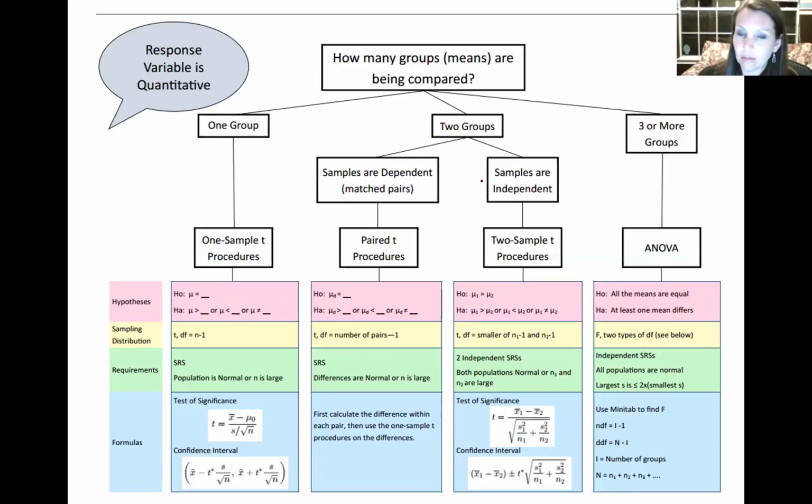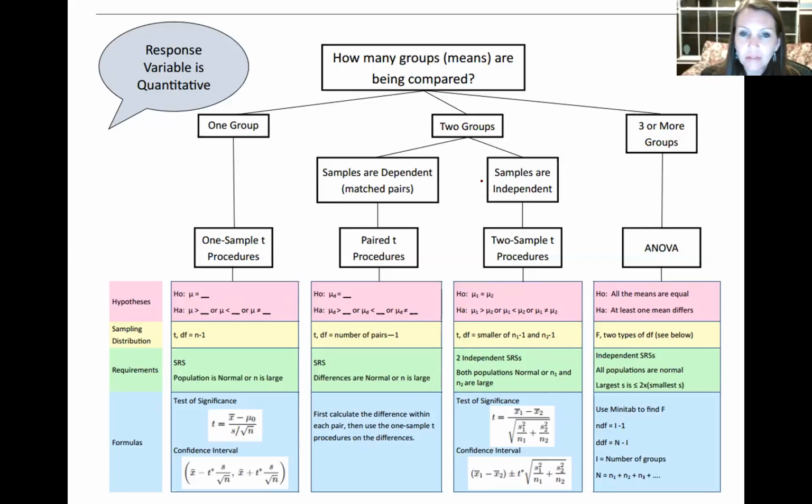Having the same number in each group is not a determinant, because if they're independent, you could also have the same number in each group. But if you have a different number in each group, then it is determinant because it means it can't be matched pairs. It has to be independent. So 2 sample.